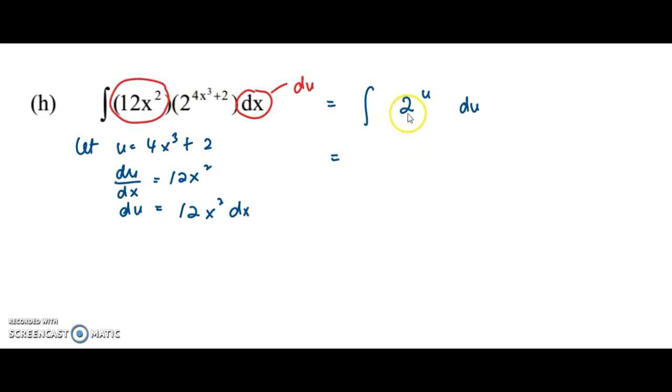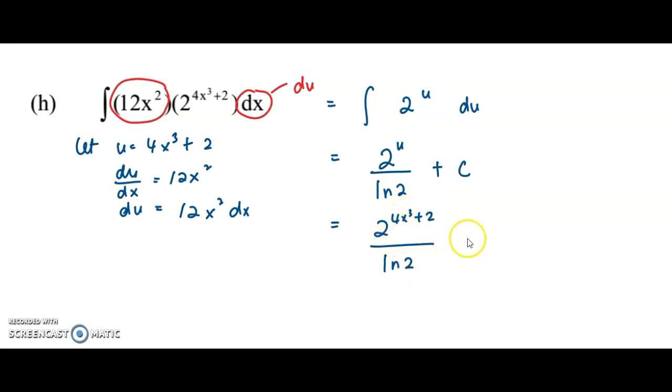So now we're going to integrate 2 to the power of u with respect to u. According to the formula, we copy down the exponential function and divide by log 2, plus constant c. Then finally, we substitute back u with 4x cubed plus 2. And the log 2, we just copy it down, plus constant c. This is our answer.